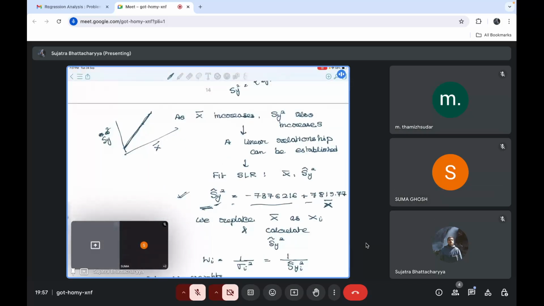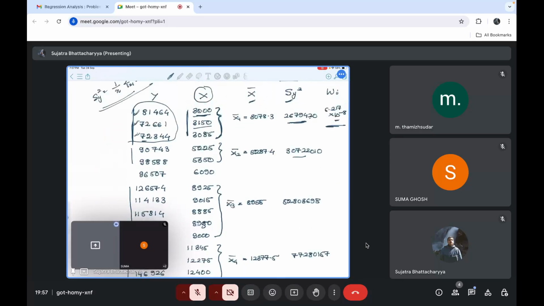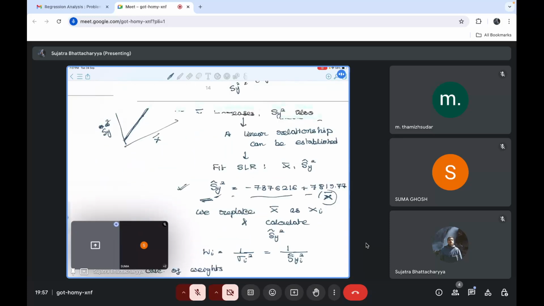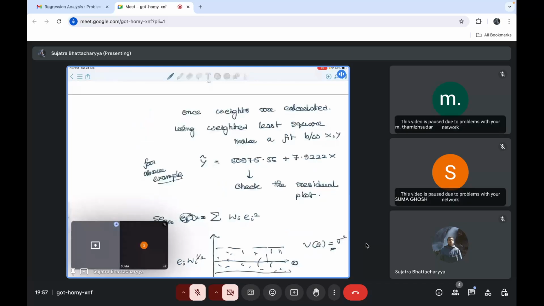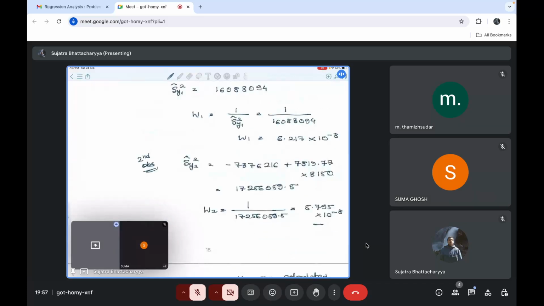Now, this X bar has to be replaced with each observation, like 3000, 3150, not the cluster. And based on that, you calculate the fitted sy square. Now, once you get the fitted sy square, then everything is done. You can calculate the weights as I have shown. Okay.